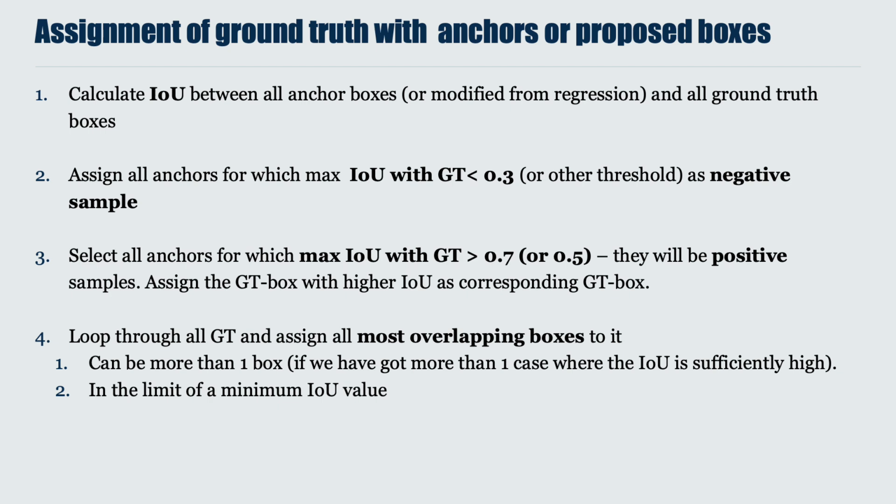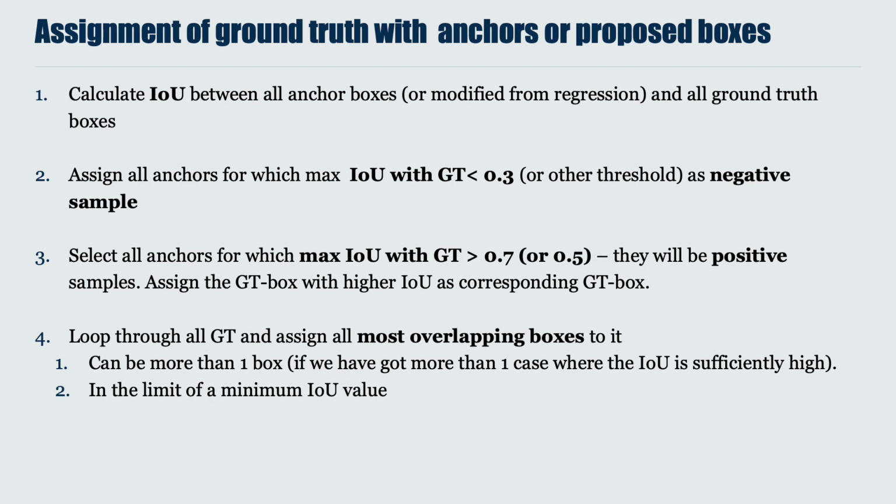So classically, what you do to assign ground truth with anchors or proposed boxes, because there may be other systems that don't require anchors, we'll see that afterwards. You calculate the IOU between all the boxes that you have, or all the ones that are modified from regression, and all your ground truth boxes. Then you assign all the anchors that have a maximum IOU with ground truth lower than a specific threshold, you consider them as negative samples.